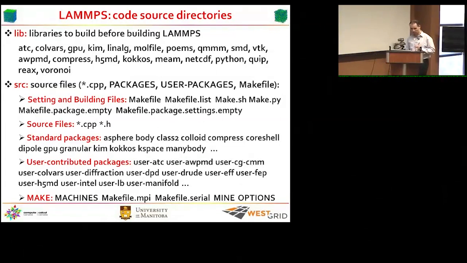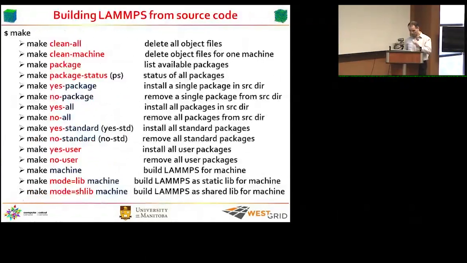From the source directory, as I just explained, there are all the settings, for example, makefiles, how to compile the source files, standard packages, and so on. To build LAMMPS, we use GNU make. If you type make in the source directory, you will get a message, because you cannot build directly using make. There are some options.